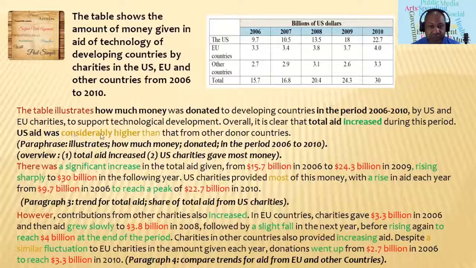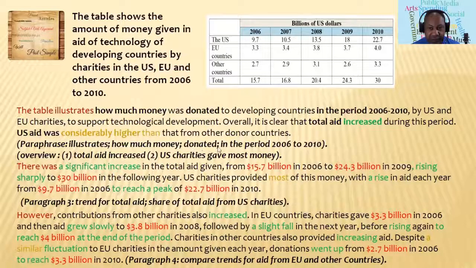US aid was considerably higher than that from other donating countries. Let's see. US aid, 9.7, 3.3, 10.5, 3.4, 13.5, 3.8, and so on. Yes, it was much higher than other groups. So there's our overview. Total aid increase, US charities gave the most.